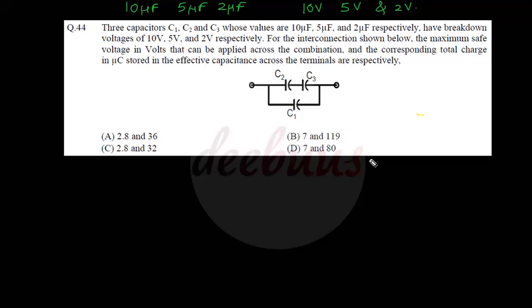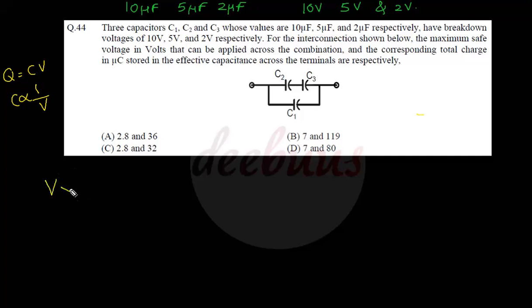to C2. Because we know Q equal to CV. C and V are inversely related, right? That means when C decreases, V must be increased. So here C3 is lower, that means the maximum voltage is dropped across C3 compared to C2. So now we can evaluate the individual voltage drops.